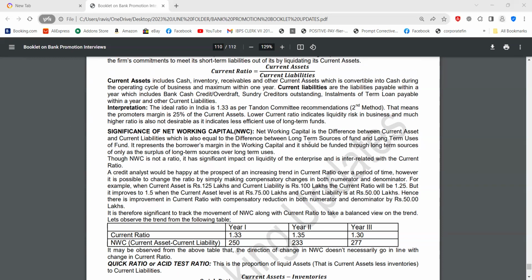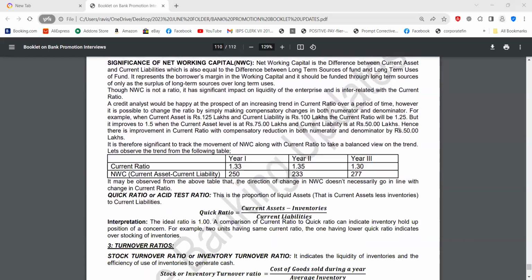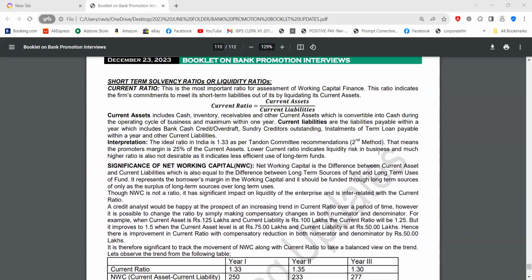Lower current ratio indicates liquidity risk in business, and much higher ratio is also not desirable as it indicates less efficient use of long-term funds.